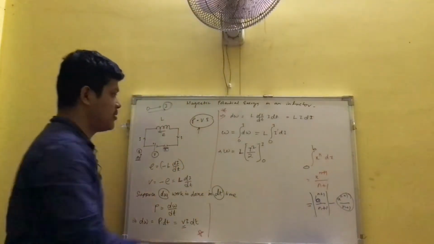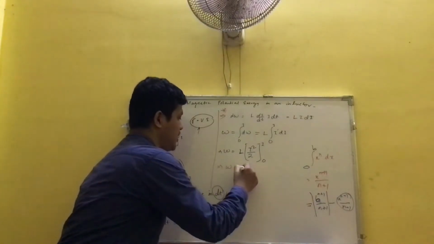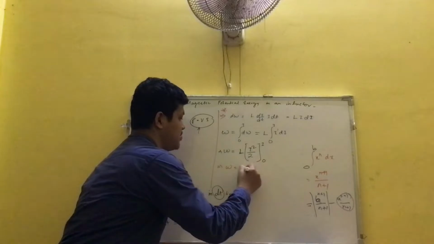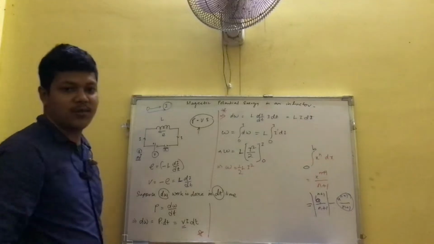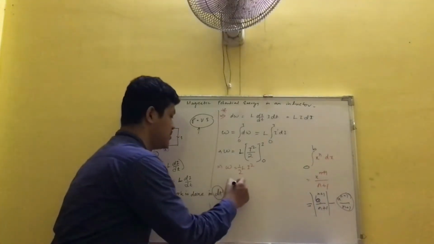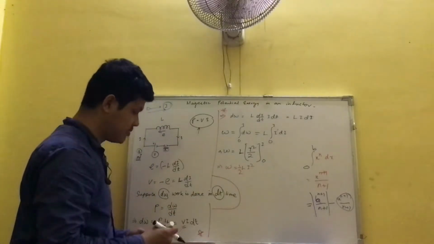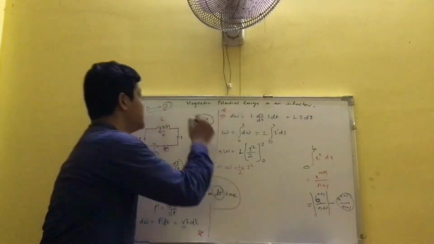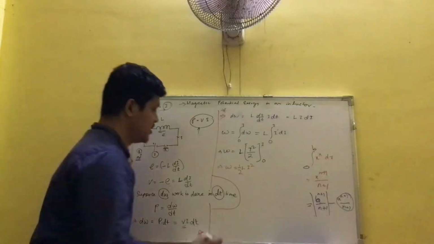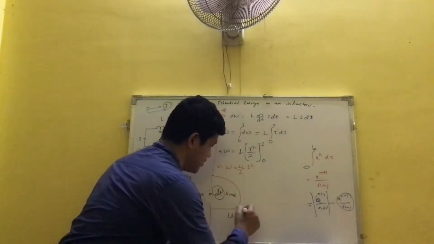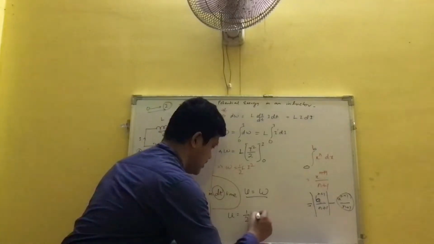So here lower limit is 0, so we will get W is equal to half L I square. So this is the work done, and work done is nothing but it is equivalent to energy. So energy is stored in this inductor. The magnetic potential energy stored in this inductor is given by U, which is equivalent to work done. That's why U is equal to half L I square.